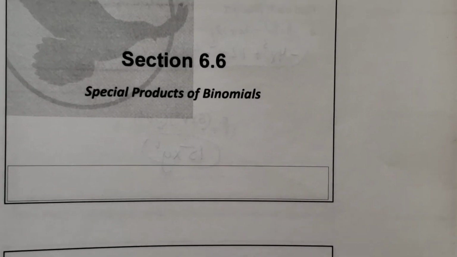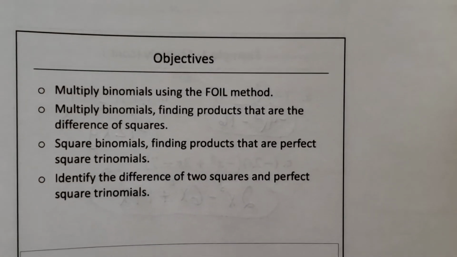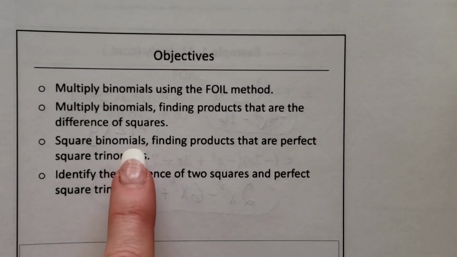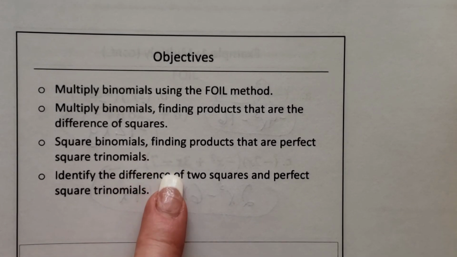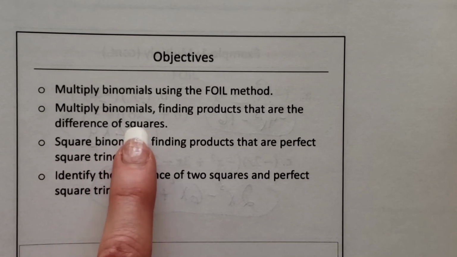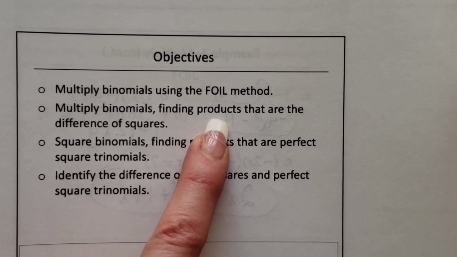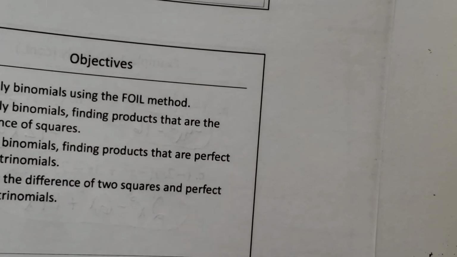All right, so 6.6, basically we're going to talk about FOIL, multiplying using the FOIL method. And the other one, even though there are several different objectives on here, the one that I really would like for you to identify or be able to pick out is if you're finding the products that are the difference of squares, and I will show you exactly what that means.